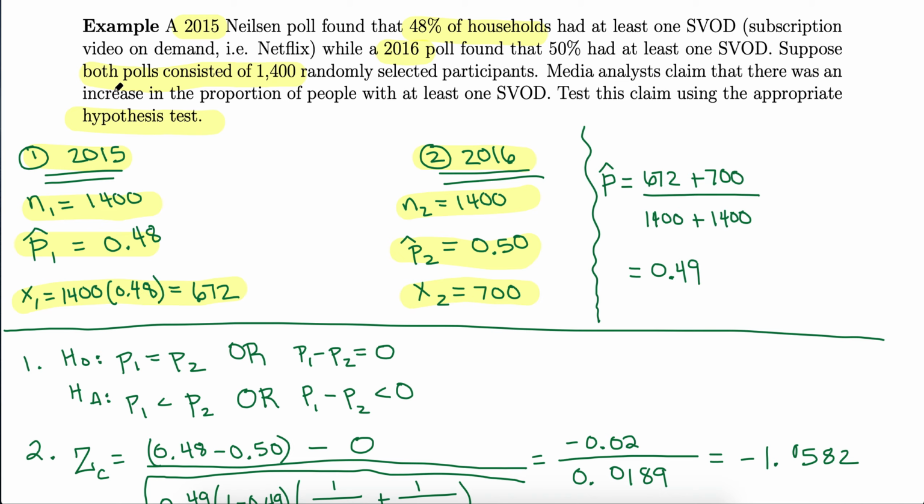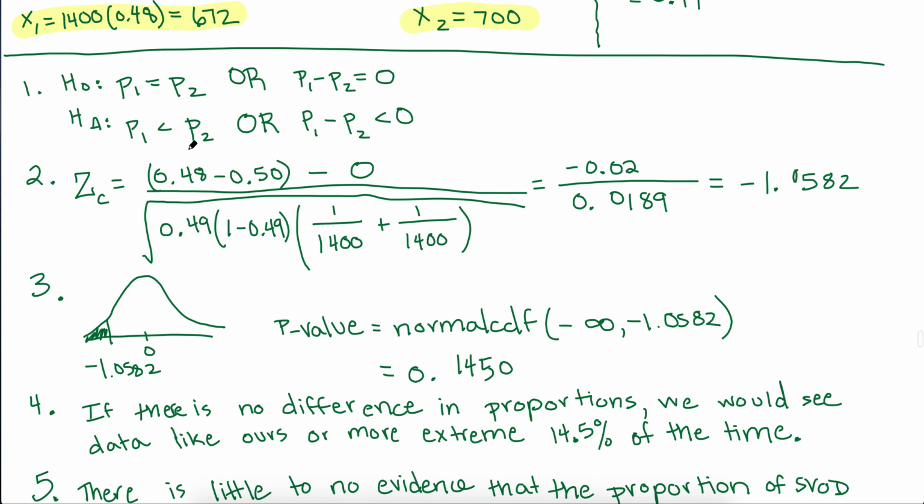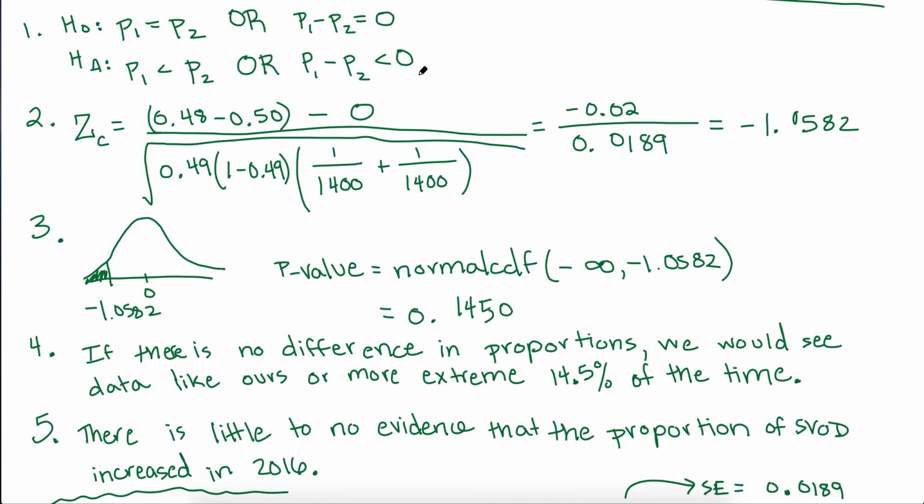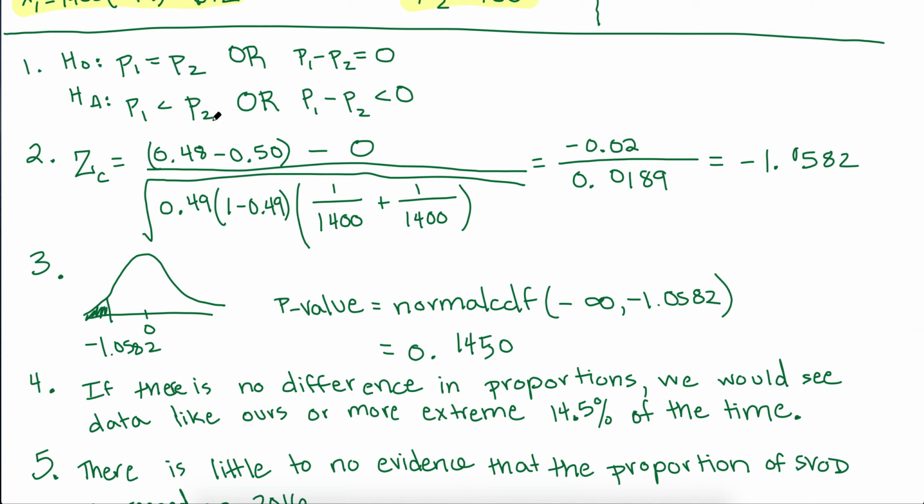It says test this claim using the appropriate hypothesis test. Specifically, we're testing the claim that there was an increase. Sorry for the bad drawing there. I've got this filled out because you've hopefully tried it on your own a little bit. Our null hypothesis, write it either way, you don't need to write both: the proportions of SVOD is the same in the 2 years. Our research question is, has it increased? In 2016, did this become more popular? So P2 is going to be greater than P1, if we define P1 as 2015 and group 2 as 2016.